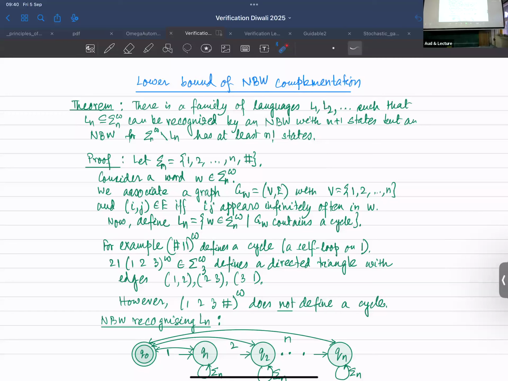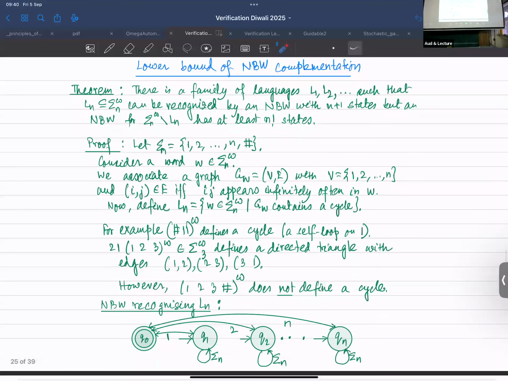But if we have a family of such languages, then it will show that these asymptotic bounds will hold. Clear? So that's why we need a family of languages. A single language does not suffice.